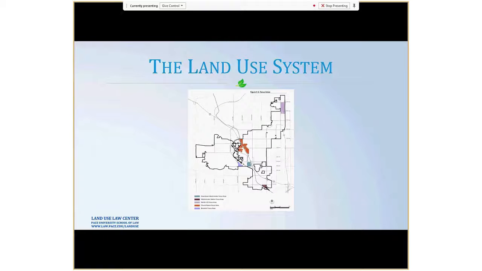Let me explain briefly how the land use system in Colorado works. The local governments in Colorado, just like most states, are not sovereign. They have no inherent power, zero. All of their authority is conveyed to them, delegated to them by the state. So with respect to land use planning, local governments are authorized to adopt comprehensive land use plans, sometimes called master plans, that establish a community vision. It can be somewhat specific, it can be somewhat general, there's a lot of variation.